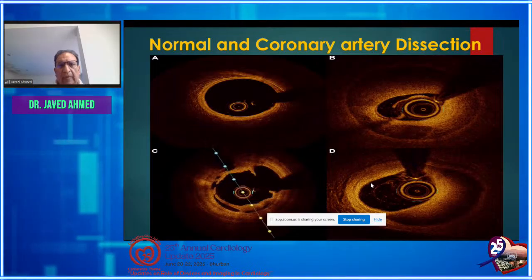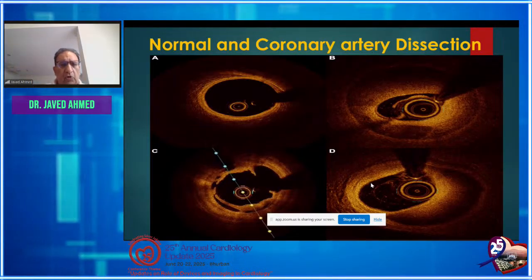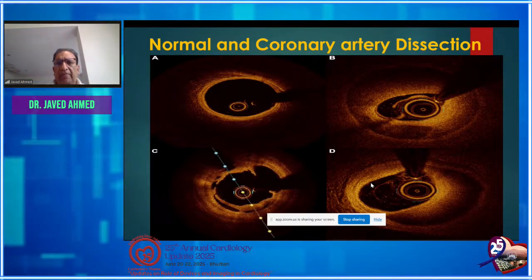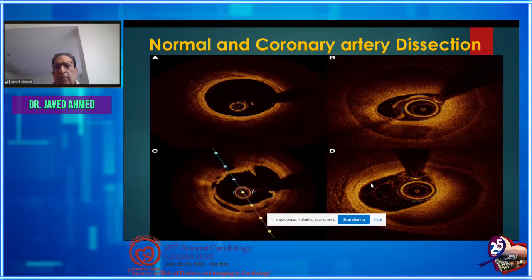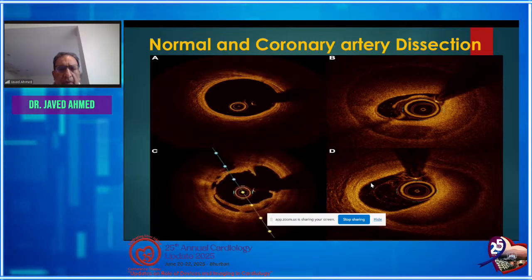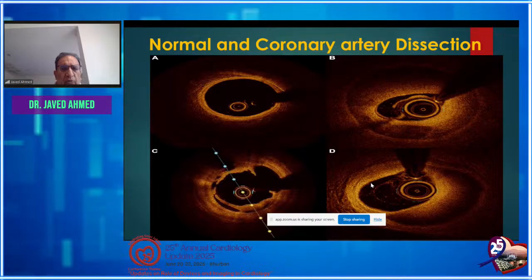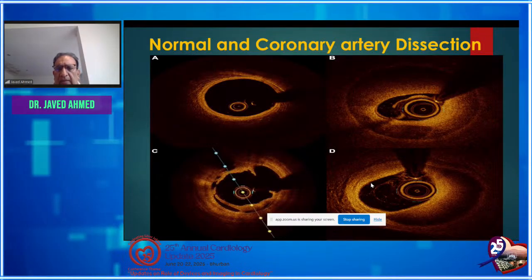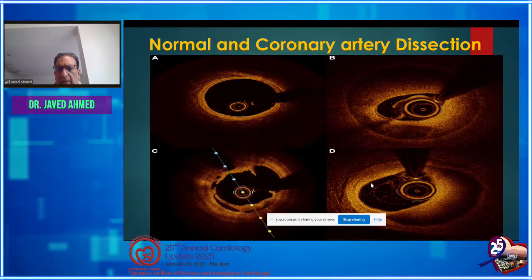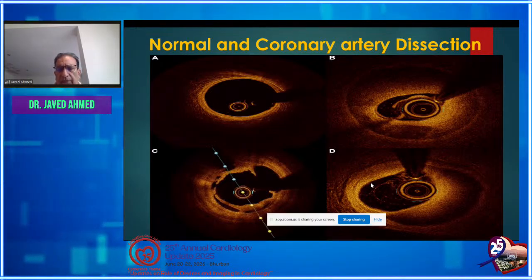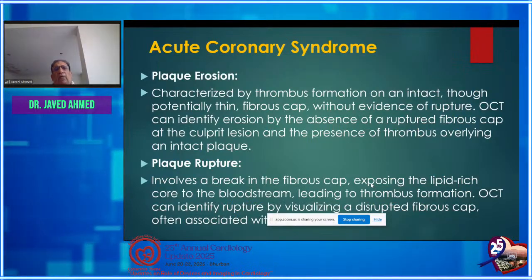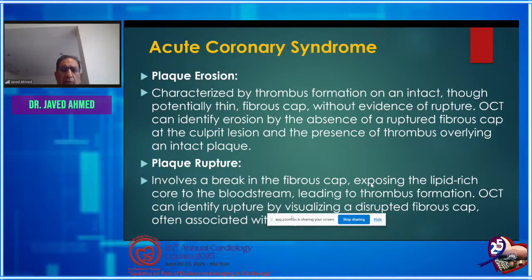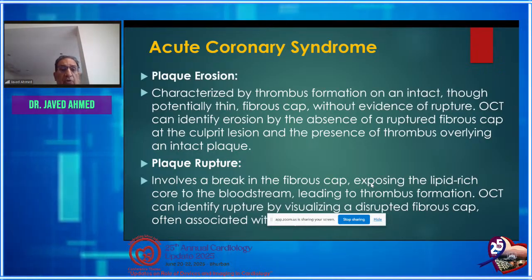And then the OCT demonstration of a normal lumen in panel A, and then B is a dual lumen due to dissection, and C is a dissection flap, which you can very clearly see, and then D is again dual lumen. And now, what is the difference between plaque erosion or plaque rupture? I will show you the OCT images of that.